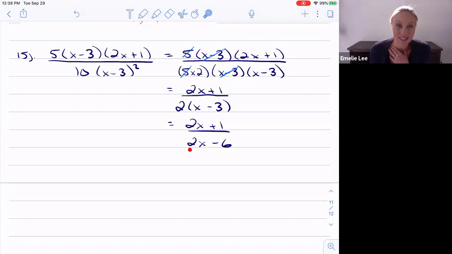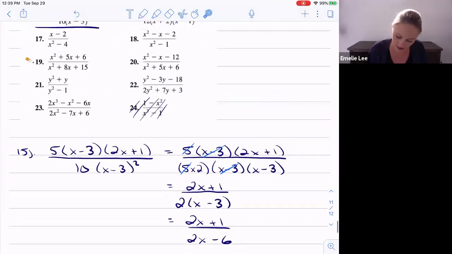You cannot cancel a 2x, even though it looks tempting, right? Because 2x plus 1 is being divided by 2x minus 6, you can't pick and choose. You have to be able to pull out a common multiple in order to be able to cancel. So that's it for that one. Let's do 18 together.